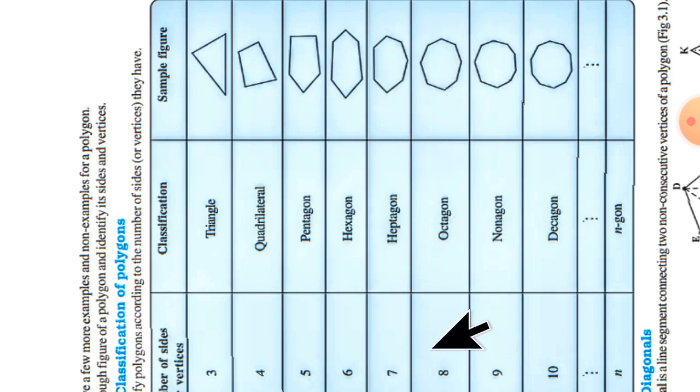If there are 8 sides and vertices, then it is an octagon. Then the figure is having 8 sides, 1, 2, 3, 4, 5, 6, 7 and 8. If it is 9, then it is a nonagon. Then there are 9 sides. Now if there are 10, then it is a decagon. So there are 10 sides and vertices. So if there are n sides, then it is an n-gon.